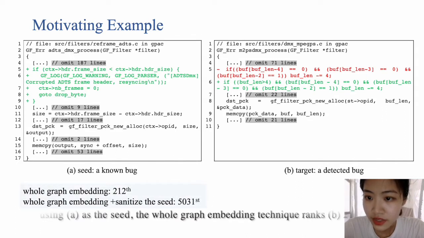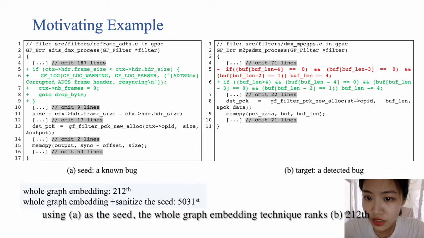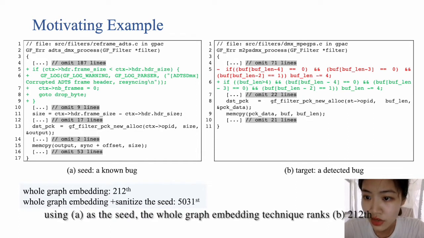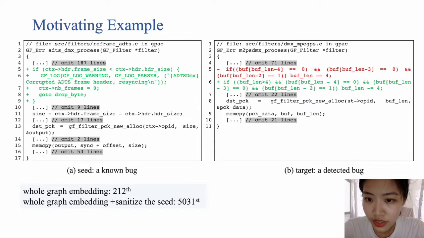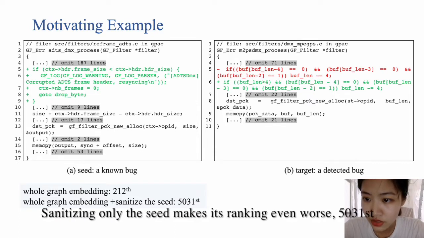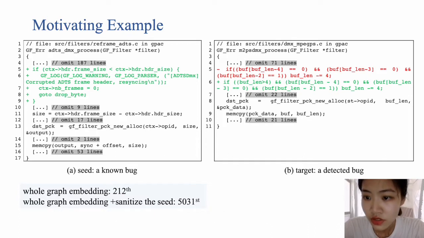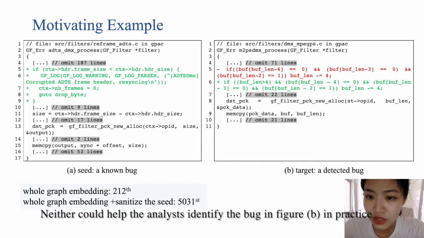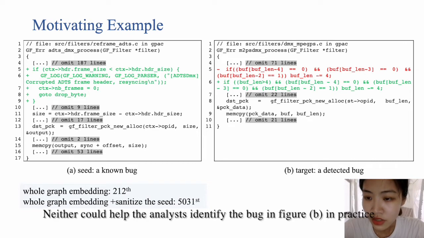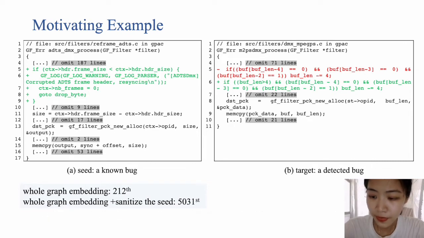Using A as the seed, the whole graph embedding technique ranks B the 212th. Sanitizing only the seed makes its ranking even worse, 5031st. Neither could help the analysts identify the bug in Figure B in practice.